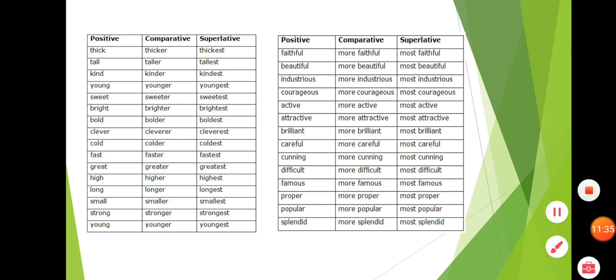Okay, I hope you all have understood adjective degrees of comparison, which is used to compare people, animals, or things.